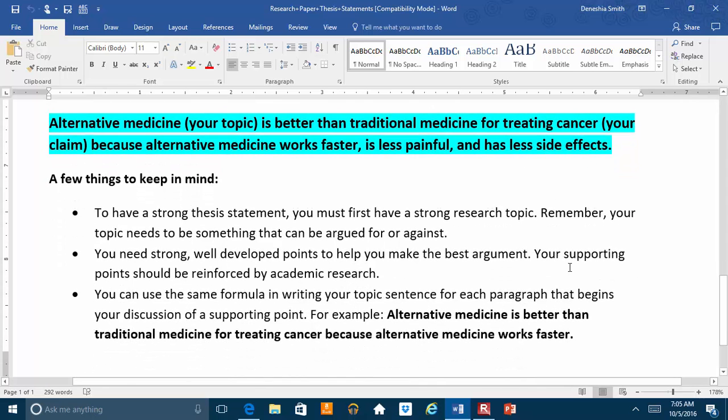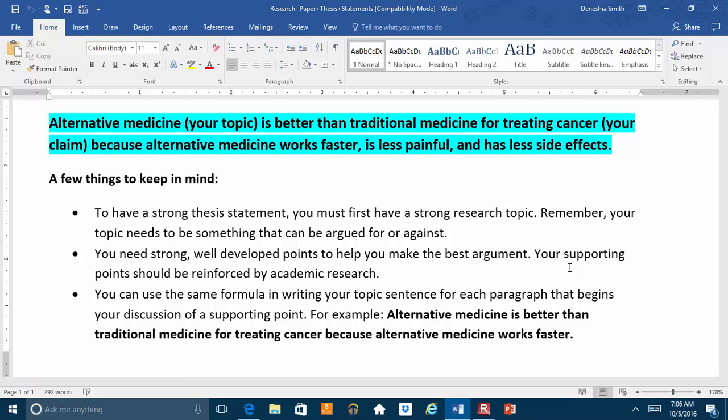A few things to keep in mind. You have to have a strong thesis statement, and a strong, arguable research topic. Make sure that you have a good arguable topic for your essay. You need strong, well-developed points to help you make your best argument. These are your reasons, your evidence, so you want to make sure that you have credible information from credible sources. We'll talk more about that in our video on the databases that we will use for this assignment.